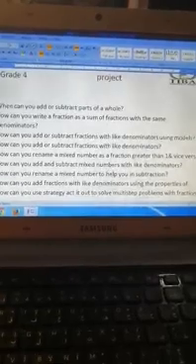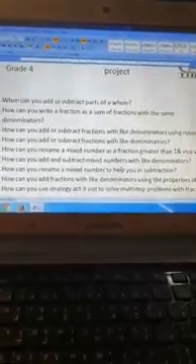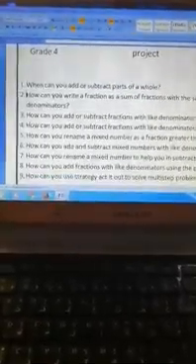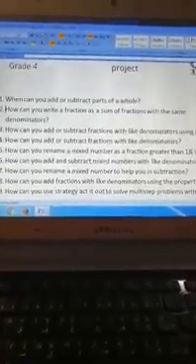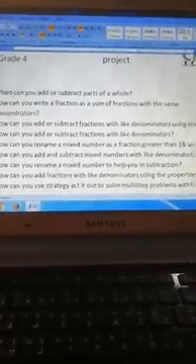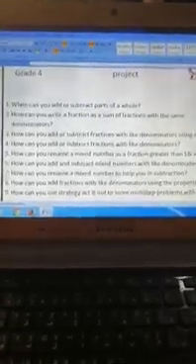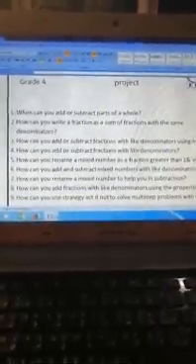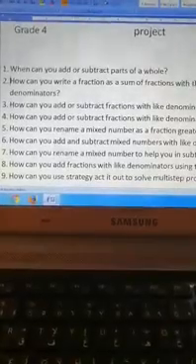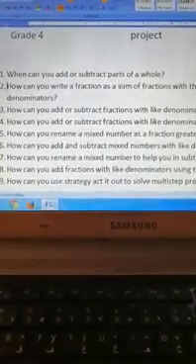Question number 5, how can you rename a mixed number as a fraction greater than 1 and vice versa? Here you must write any mixed number as a fraction greater than 1. By the way, mixed number means a fraction less than 1 and a whole number. After that, you need to write any fraction greater than 1 and rename this fraction again into a mixed number. You need to give me 2 examples.